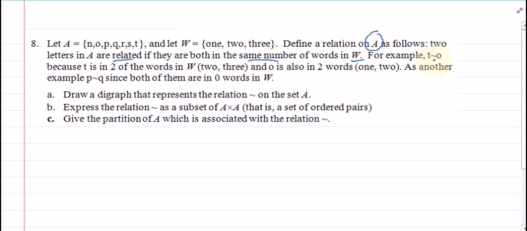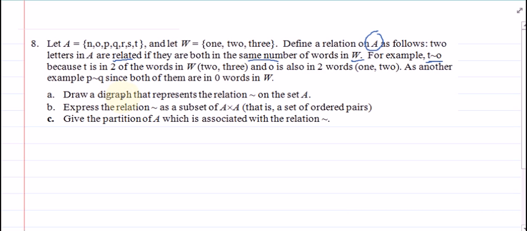Now here are two examples. T is related to O because T is in 2 of the words in W. T is in 2 and T is in 3, but it's not in 1. And similarly, O is in 2 words of W. O is in 1 and 2, but not in 3. As another example, P and Q are both in 0 words in W.